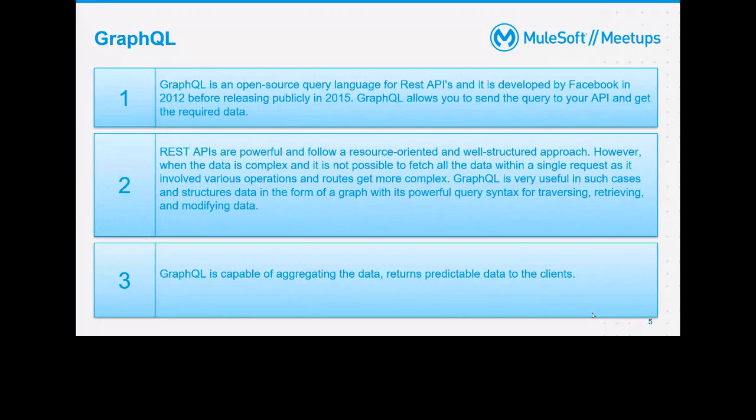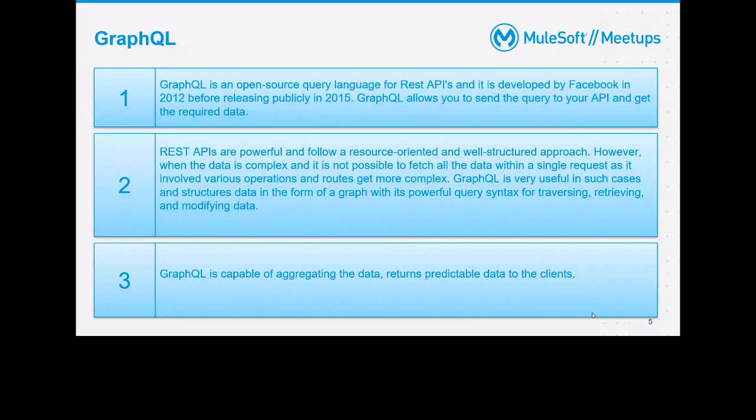So what does this mean? Generally there might be a requirement where you have to fetch data from 10 different sources, then aggregate that data and send it to the consumer. In that case you will write an orchestration. That orchestration will call all 10 different APIs, collect the data, aggregate it, and send it to the consumer. But with GraphQL, you don't have to write the orchestration and all those things.